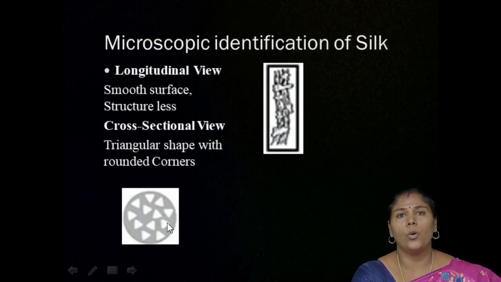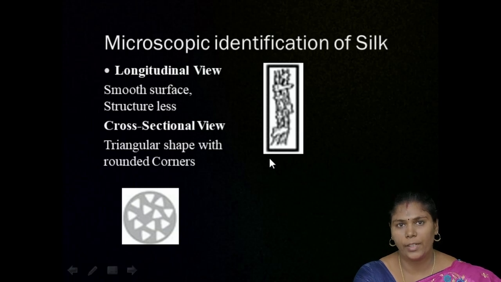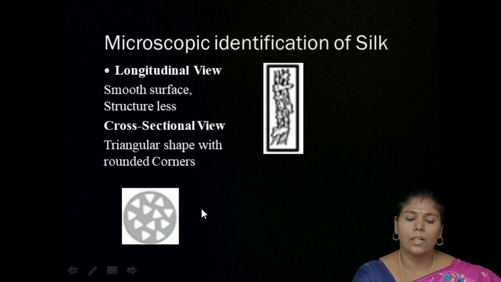The next, we are going to see the microscopic identification of silk. In the longitudinal view, it shows a smooth surface and the structures are less visible. In the cross-sectional view, in the circular round, we can identify triangular shapes with rounded corners.